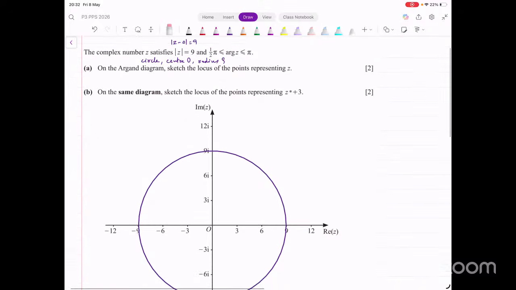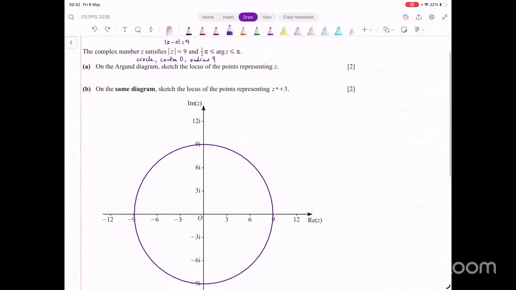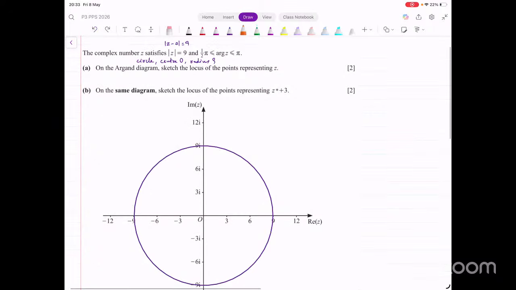Okay, chalein. So we were given the complex number z satisfies this equation: modulus of z is equal to 9. That means we have a circle with center at origin and radius 9. Now the circle should be drawn with a compass. It should pass through the points 9, -9, 9i, -9i.